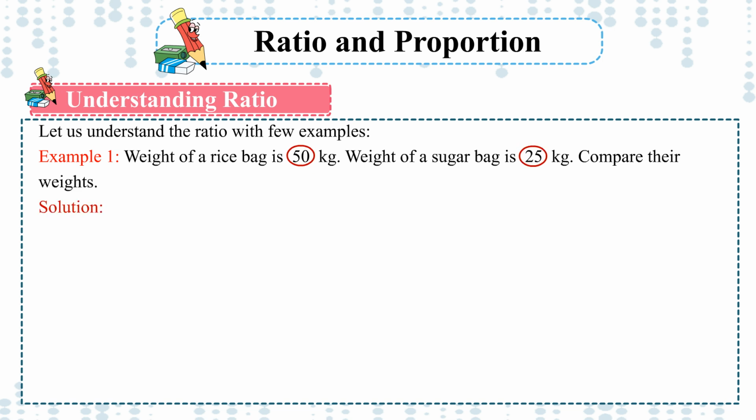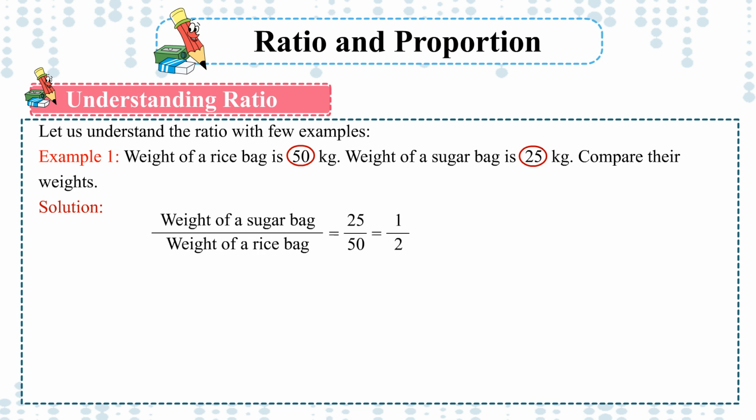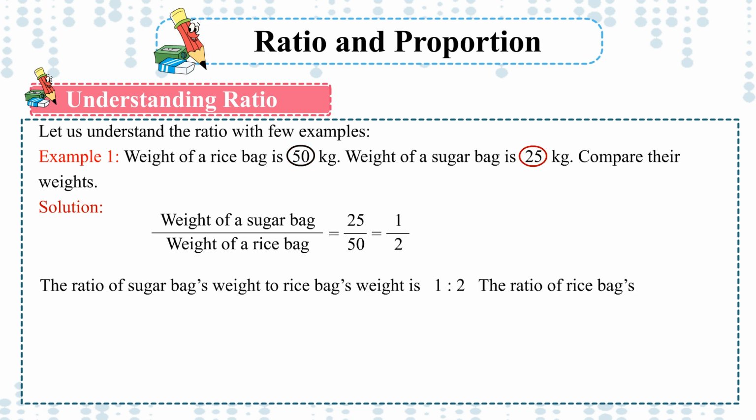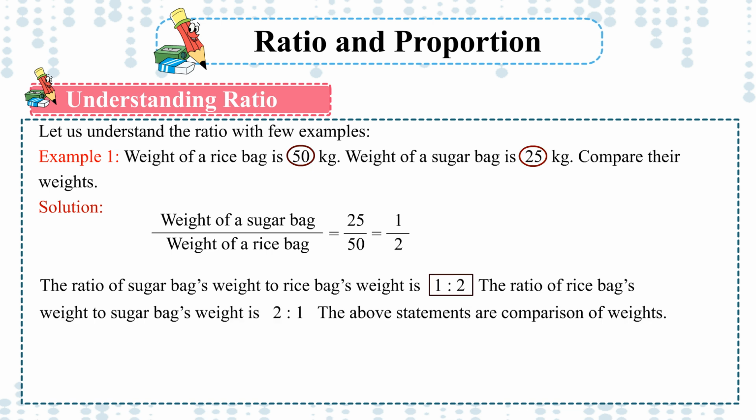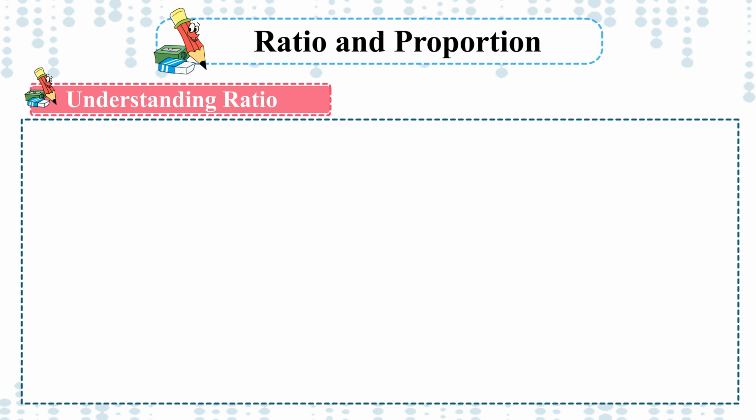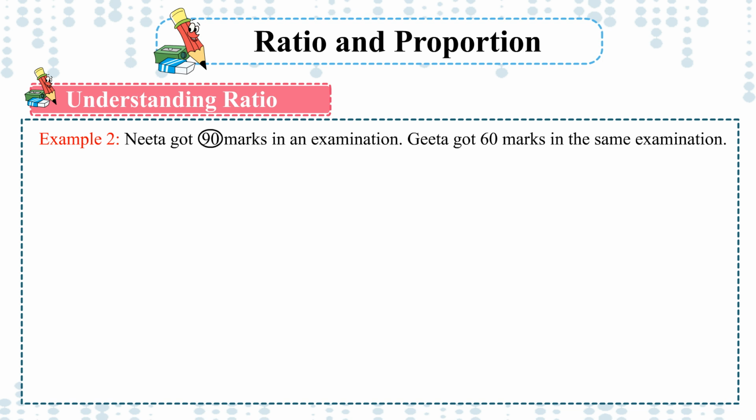Compare their weights. Solution. Weight of a sugar bag upon weight of a rice bag is equal to 25 upon 50 is equal to 1/2. The ratio of sugar bag's weight to rice bag's weight is 1:2. The ratio of rice bag's weight to sugar bag's weight is 2:1. Example 2. Neeta got 90 marks in an examination. Geeta got 60 marks in the same examination. Compare their marks.